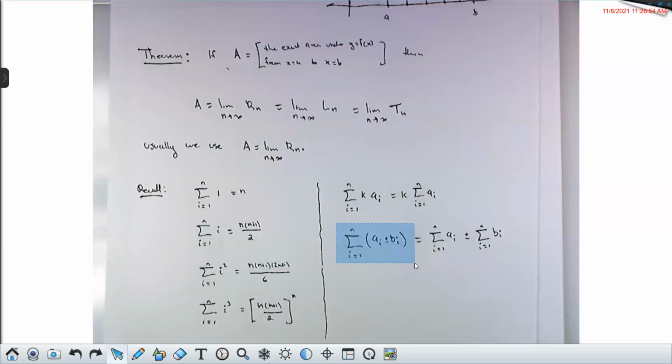And this one says if you have a sum with a sum or difference of two things inside, you can split that up into the sum of the first thing plus or minus the sum of the second thing.